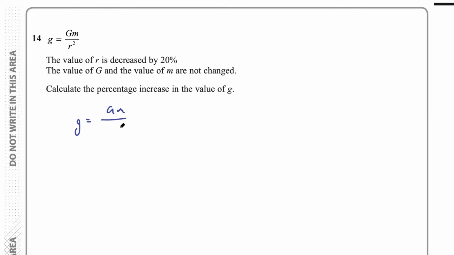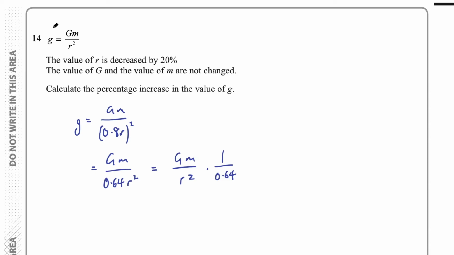And if we were to substitute in 0.8 R for R here, we need to square all of that. So it's R decreased by 20% and then squared. So this would be GM over 0.8 times 0.8 is 0.64. And then we'd have that R squared. So another way of writing this is GM over R squared multiplied by 1 over 0.64.